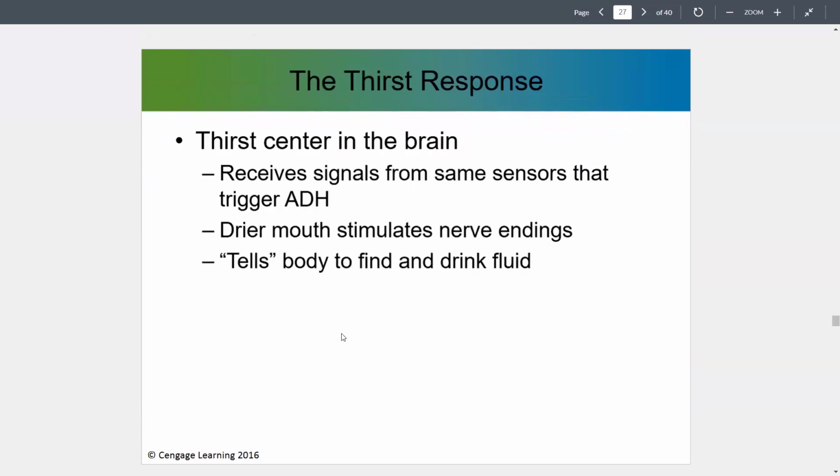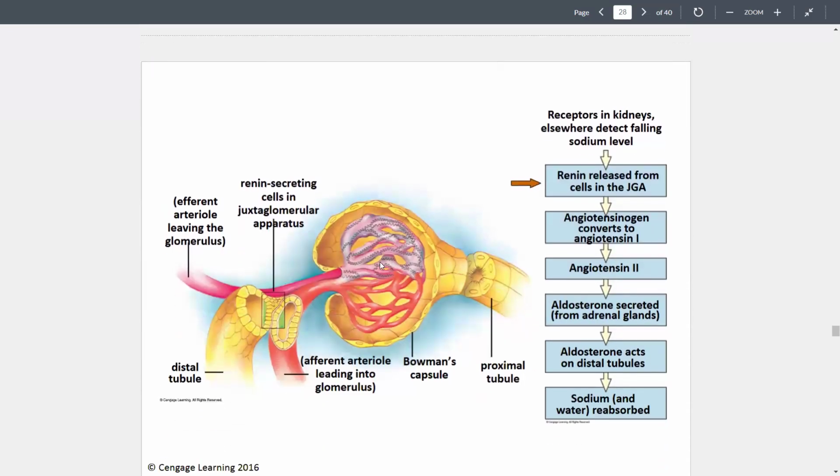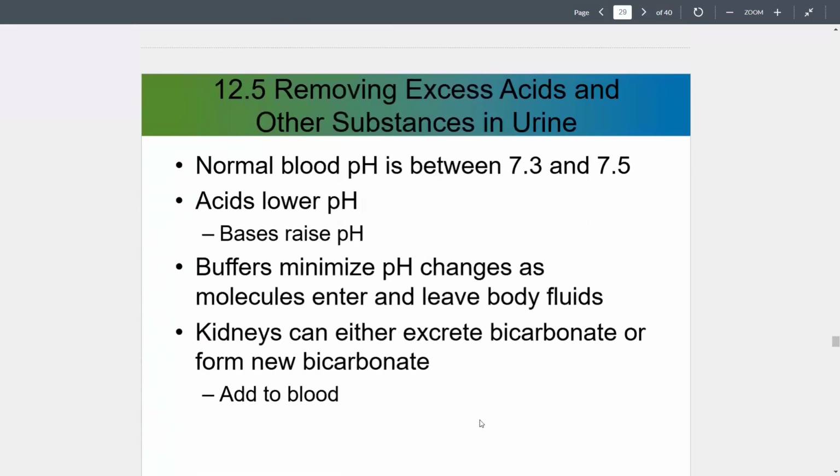When you are thirsty, there's a thirst center in your brain. It's going to trigger the same response as ADH, makes your mouth feel drier, and then makes you thirsty. Here again is the glomerulus with the Bowman's capsule, and it's showing you how renin acts on it and angiotensin and all these different steps. It's complicated. There's a lot of little steps that are fine-tuned for this.